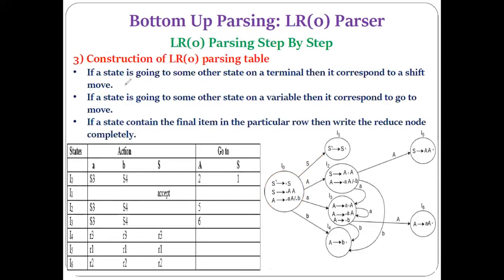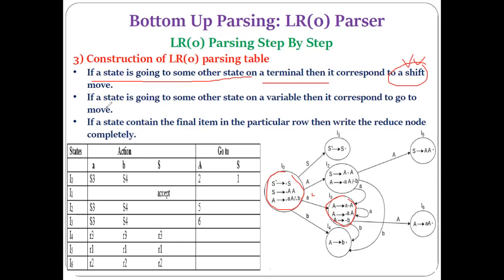Some important points here. If a state, say the I0 state, is going to some other state I1 on a terminal, then that is considered as a shift move, or a shift operation. Here I0 is moving to the I3 on the terminal A. In that case, we have to perform the shift operation.